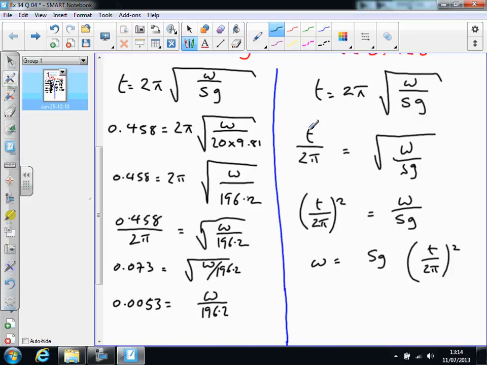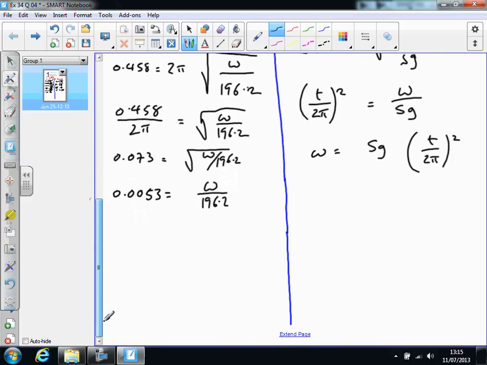And now I put the numbers in and I should get the same answer that I did on the left hand side. Try it and see. And then have a go at the question in the textbook.